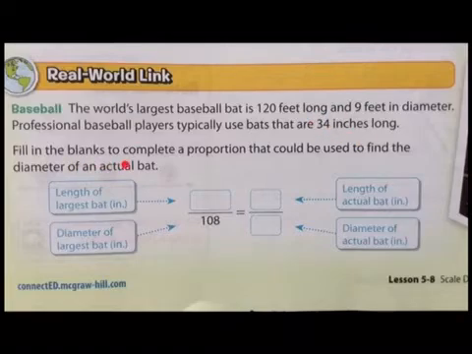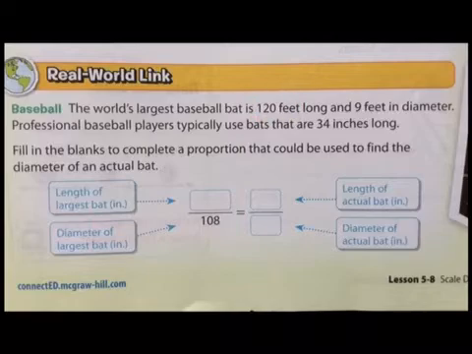Let's see here. Fill in the blanks to complete a proportion that could be used to find the diameter of an actual bat. So we know that the diameter here is 9 feet. 9 feet, we could change that to inches and it would become 108 inches. You see that? Because 9 times 12 is 108. So length of the largest bat. We do know that, well, let's look here at what we have to fill out. We have the length of the largest bat in inches.